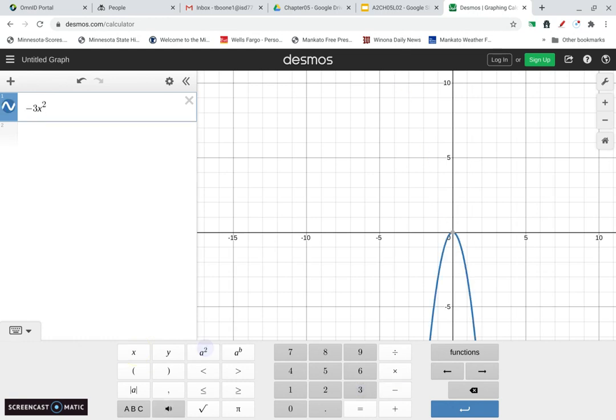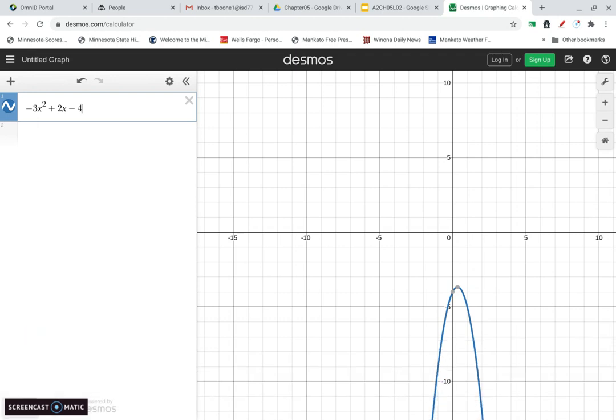Negative 3x squared, plus 2x minus 4. Okay. Plus 2x minus 4. Okay, so there's our graph right there. I'll hide that away for right now.